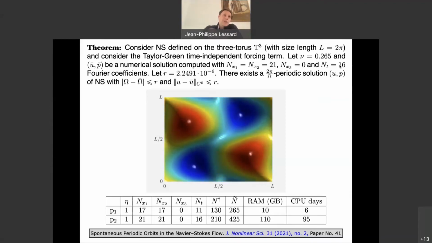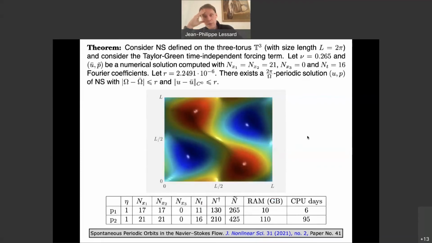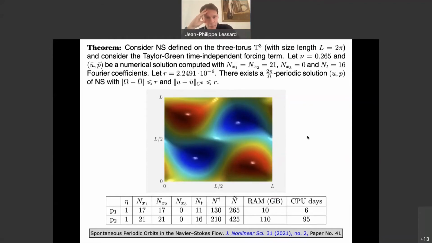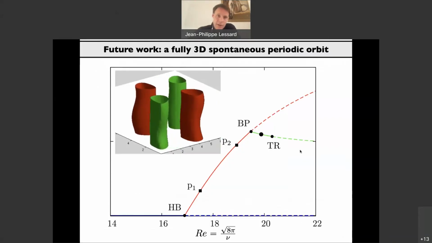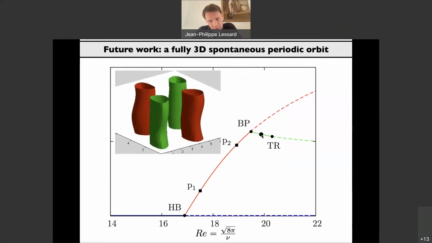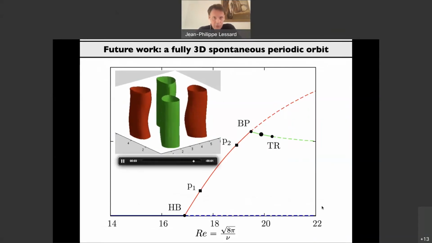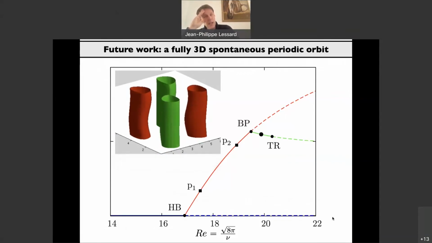Well, the next step is actually to prove the existence of this three-dimensional one. But what you see here is the motion of the periodic orbit, and that's a computer-assisted proof. So this is a solution which exists for all time, and it has been proven using machinery that I just proposed. And the next step is to move to a fully three-dimensional orbit, which you can see here. So that's what we have as another project, the next project now.